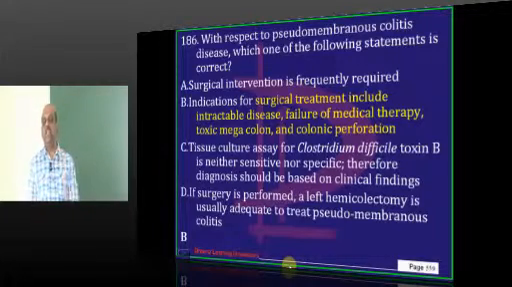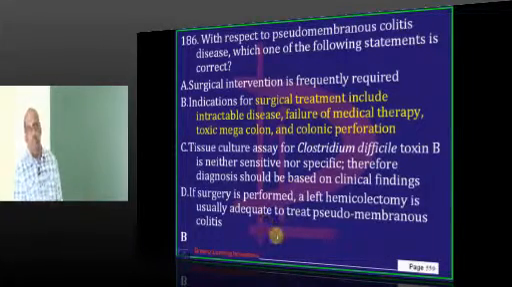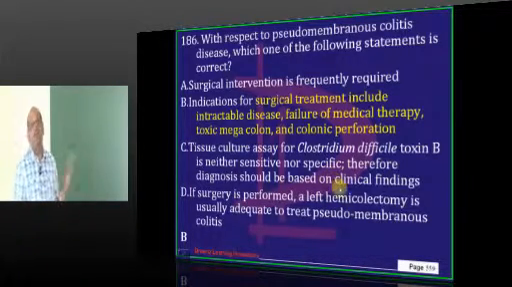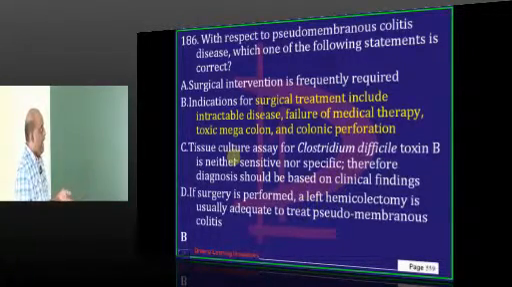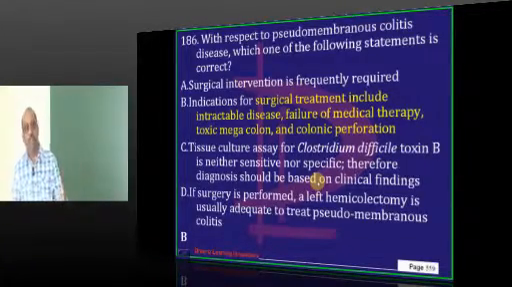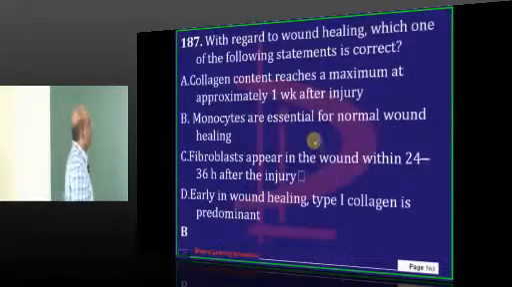What are the indications in pseudomembranous colitis to do surgery? If there is an intractable pseudomembranous colitis not responding to vancomycin, and if there is a toxic megacolon or a colonic perforation, indication for surgery is what need to be remembered.